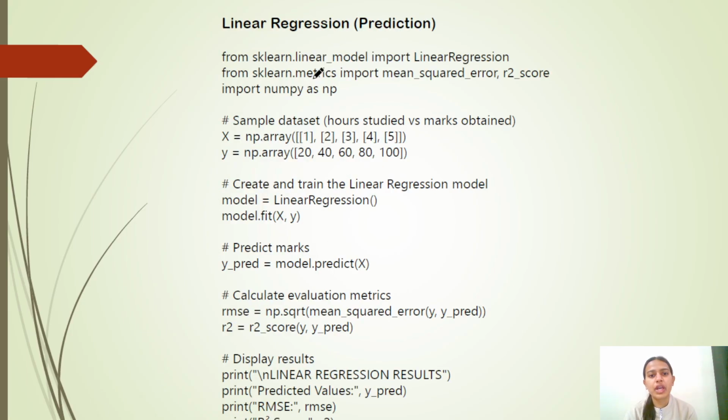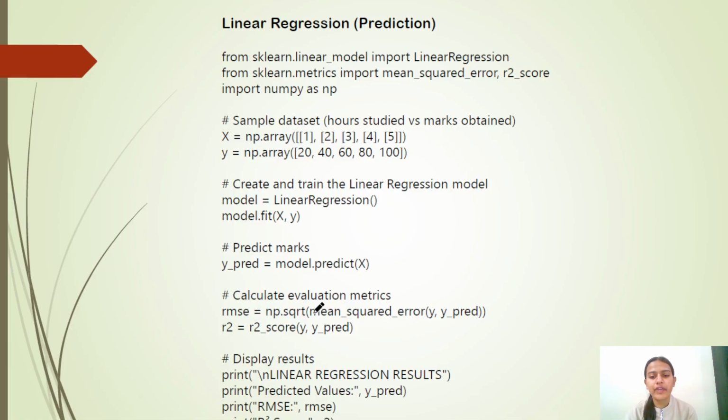We have linear regression, again from sklearn.linear_model. We can directly import LinearRegression, and from sklearn.metrics import mean_squared_error and r2_score, and import numpy as np. So we have np.array. We will use an array for hours and we will use marks obtained also with np.array. We will put it in Y. Now we have to create and train the linear regression model. So model equals LinearRegression(), model.fit(X, y), we will fit and train the model for X and y. Predict marks, so y_pred equals model.predict(X).